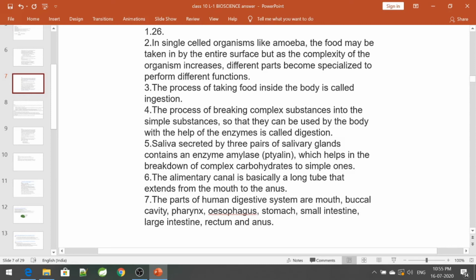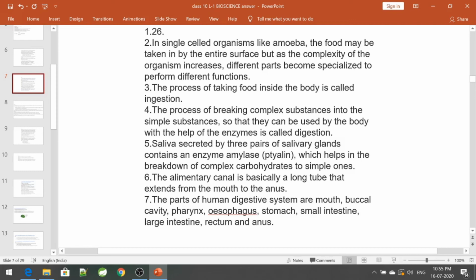The process of breaking complex substances into simple substances so that they can be used by the body, with the help of enzymes, is called digestion. As the process takes place in our body through the salivary glands, stomach, intestine, liver, and pancreas, that is called digestion. Saliva secreted by 3 pairs of salivary glands contains an enzyme called amylase, ptyalin, which helps in the breakdown of complex carbohydrates to simple ones. What are the salivary glands? There are 3 types of salivary glands: sublingual, submandibular, and parotid glands, which produce an enzyme called amylase that helps in breaking down carbohydrates.